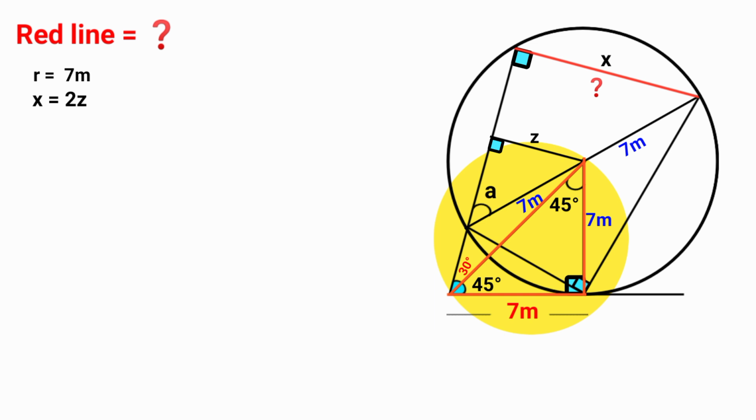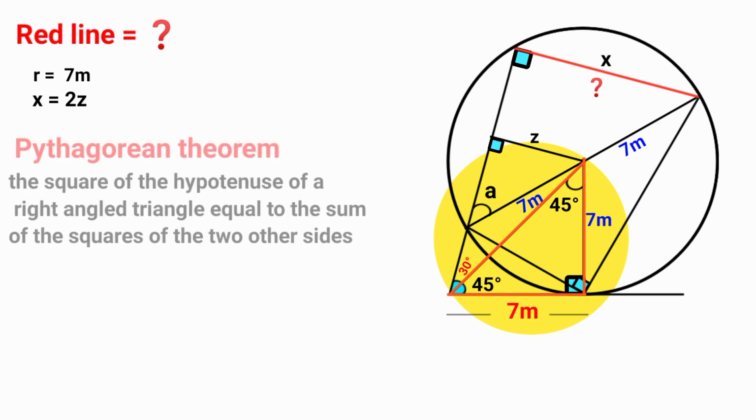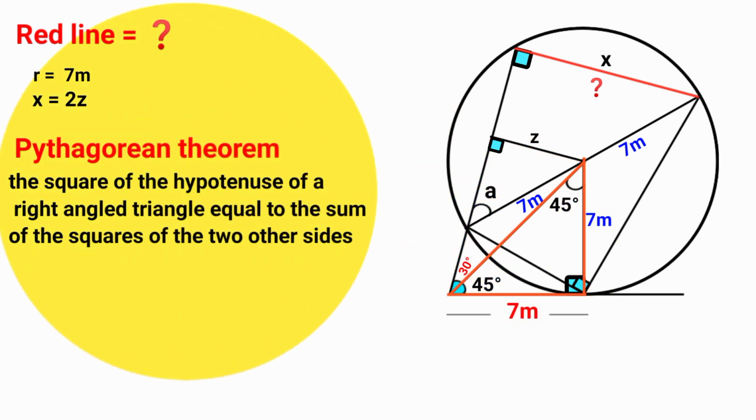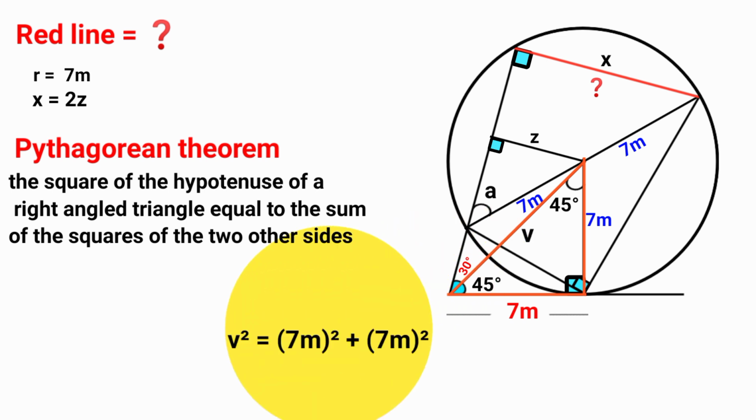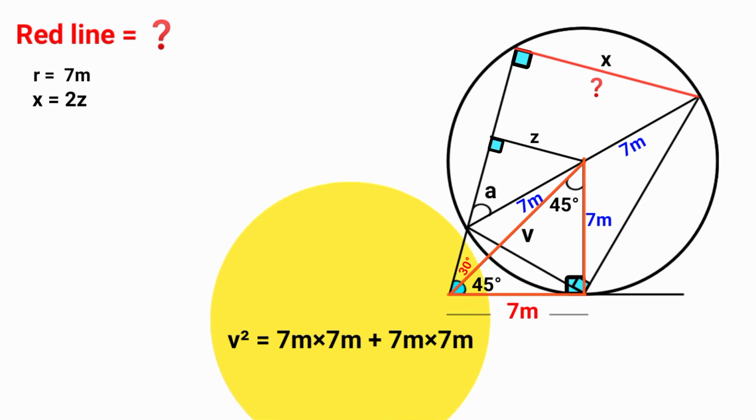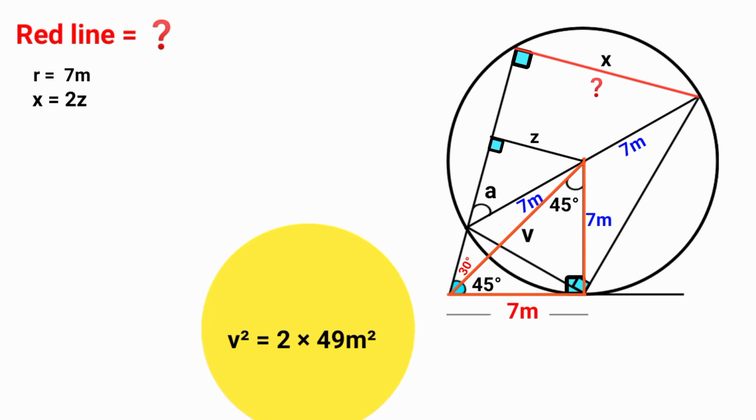Now from this triangle, we can use the Pythagorean theorem. The Pythagorean theorem states that the square of the length of the hypotenuse of a right angle triangle is equal to the sum of the squares of the lengths of the two other sides. The hypotenuse is the side facing the right angle, which is this side here. Assume its length to be v. So by Pythagoras, v squared equals (7 meters) squared plus (7 meters) squared. (7 meters) squared is 7 meters times 7 meters, which is 49 meters squared. 49 meters squared plus 49 meters squared is 2 times 49 meters squared. So v squared equals 2 times 49 meters squared.